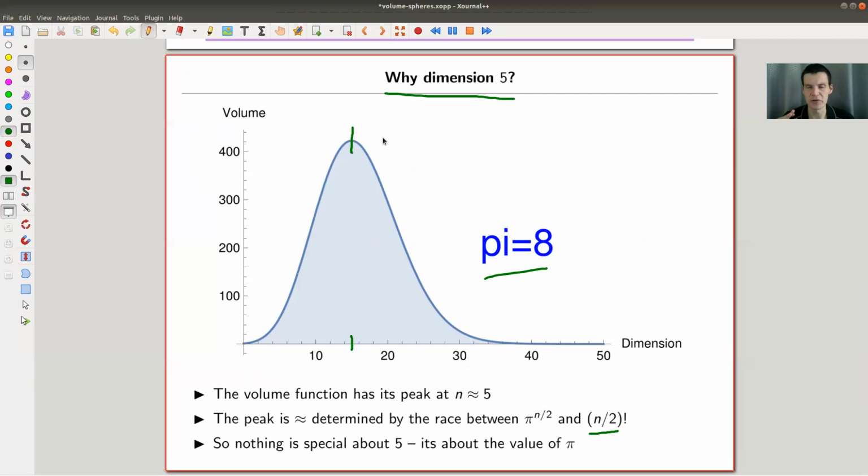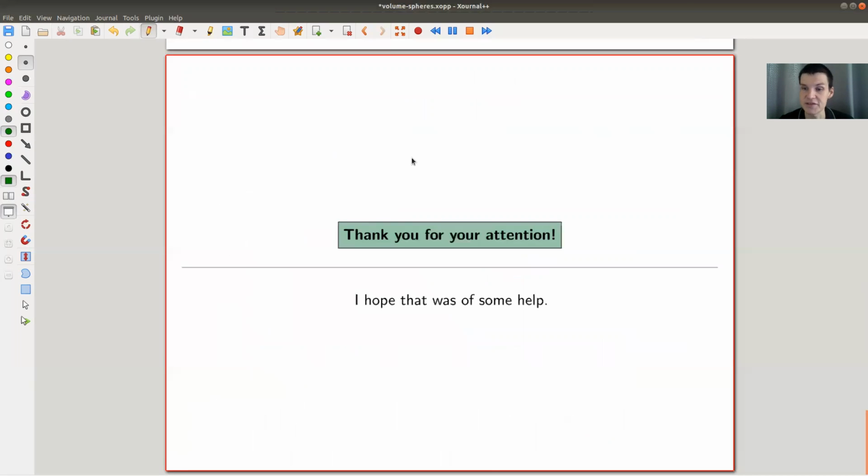What is really going on, what is really important as a takeaway message, is not that it peaks and then goes down. That might be a little bit surprising, but the really crucial thing that completely contradicts our perception of higher dimensions, whatever that means, is that the ball vanishes, right? The unit ball with a fixed radius vanishes in higher dimensions.